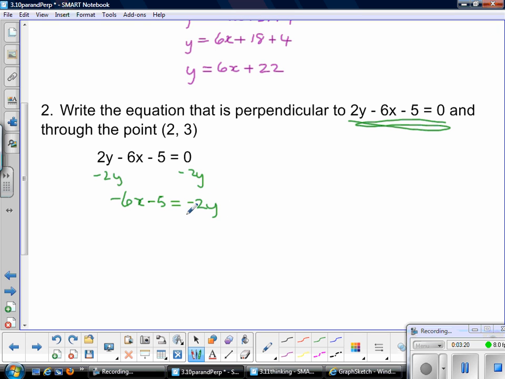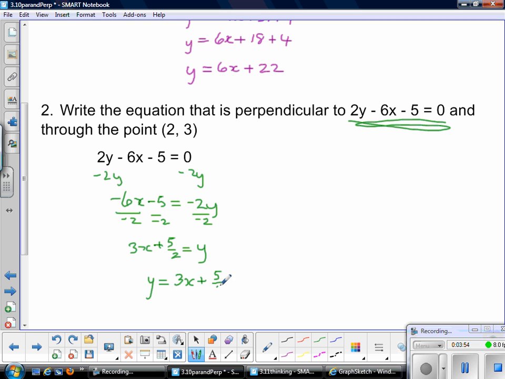Y is almost completely by itself. I need to divide everything by negative 2. Everything. Okay, so when I do that, I end up with negative 6 over negative 2, which would be a positive 3x. And I would end up with a positive 5 halves equal y. Now I'm just going to flip that around because we can do that, we're not changing what's on each side, just which side is said first.